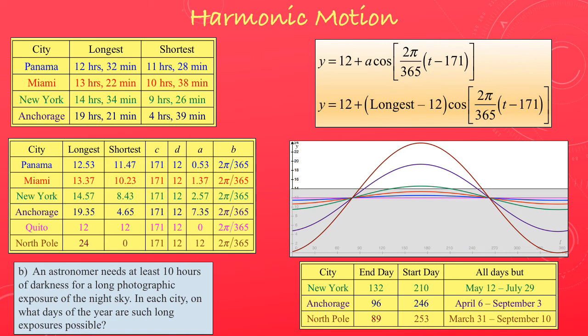The North Pole is not that much different from Anchorage. Our days are 89 and 253, which means that we can take our picture at the North Pole for all days except from March 31st up to September 10th.